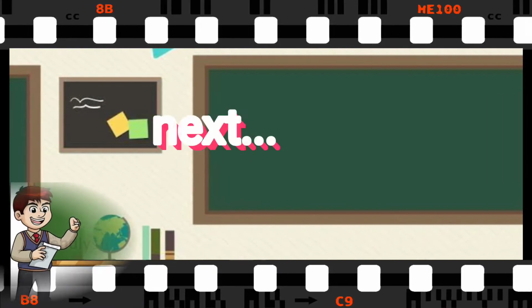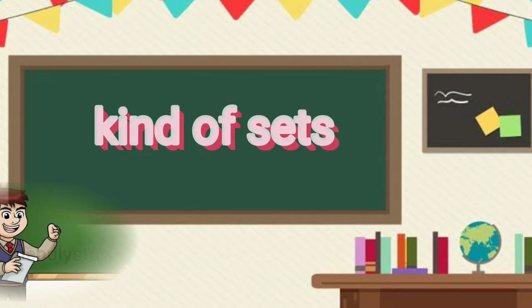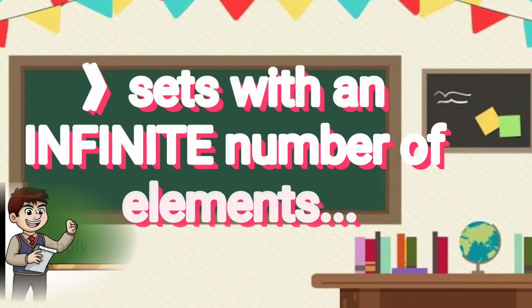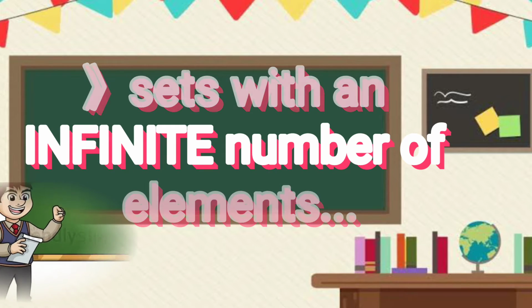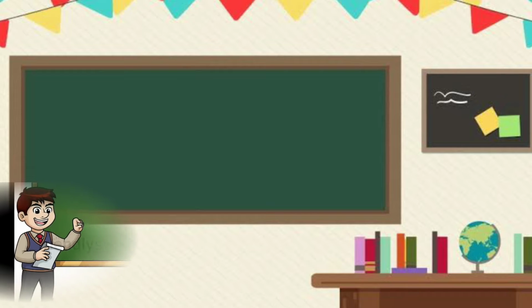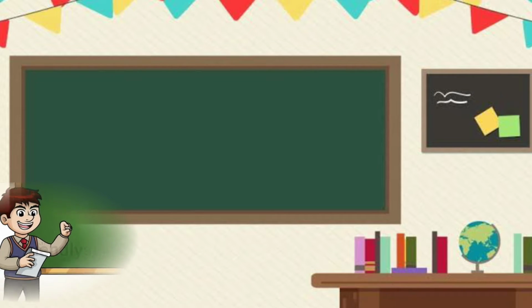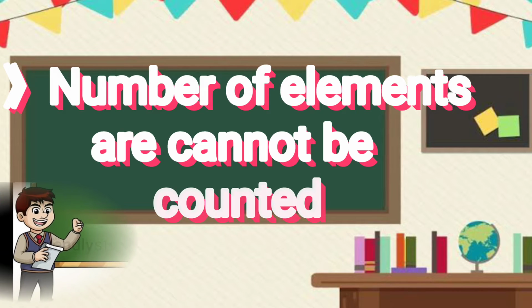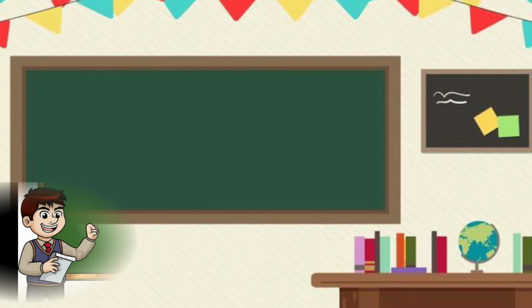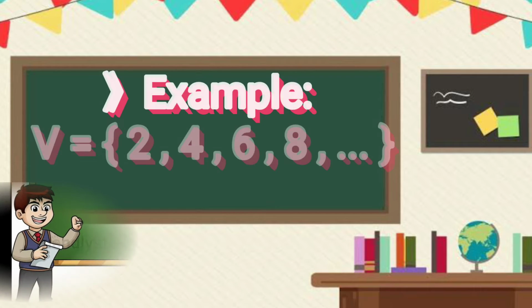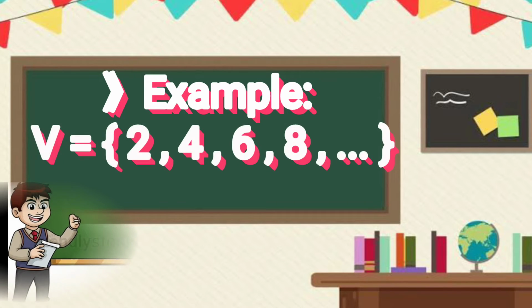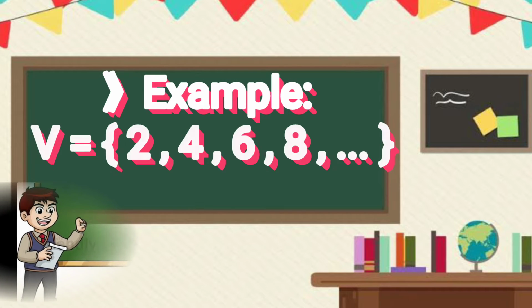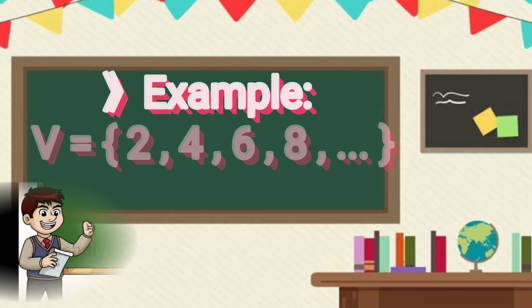The next kind of set is the infinite sets. Sets with an infinite number of elements. An infinite number of elements means that the number of elements cannot be counted. Example, a set V is a set containing the elements 2, 4, 6, 8, and the 3 dots.